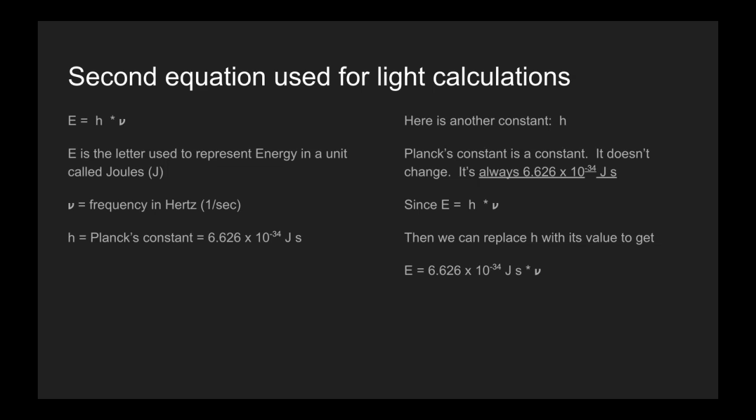You see that JS, that is a joule second. Okay. It's a constant. It doesn't change. So anytime that you need to use this equation, E equals H times nu, you can think of it as E equals 6.626 times 10 to the minus 34th joule seconds times the frequency. Okay, that will give us the energy of that light.